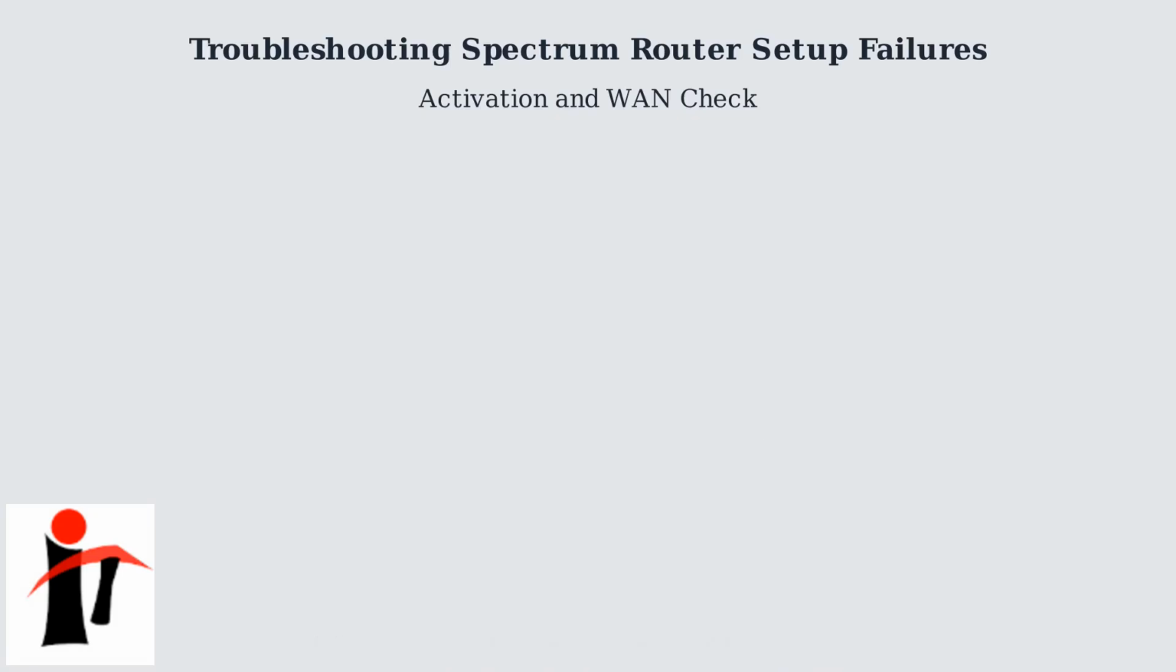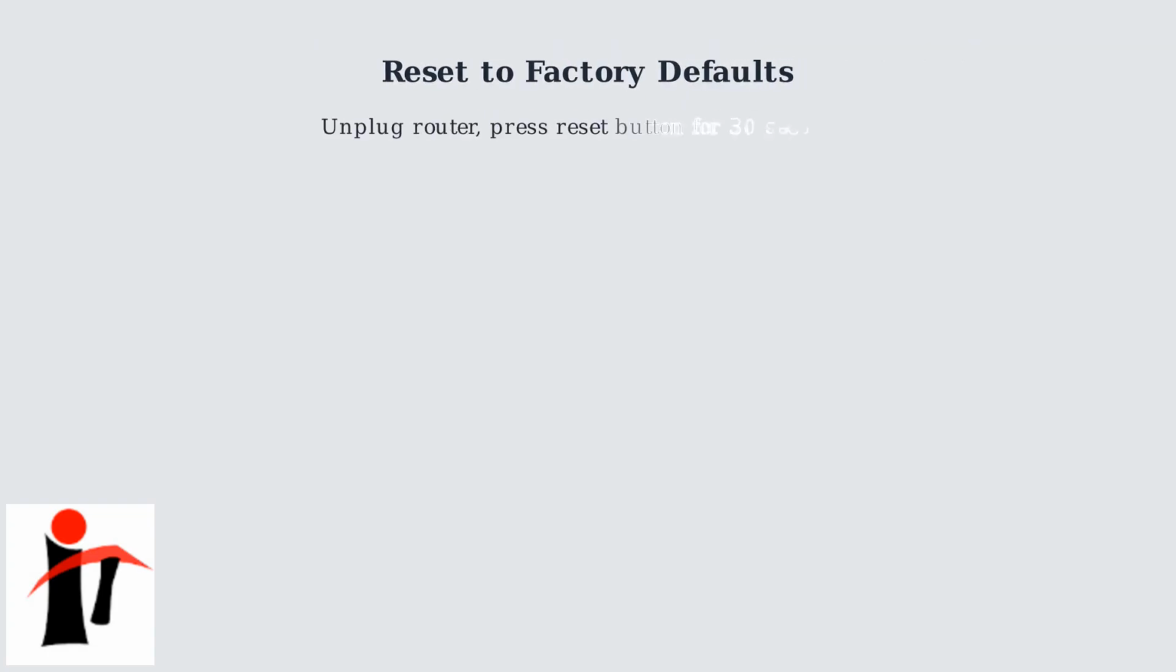If issues persist, Spectrum's app now has a smart setup feature with AI-driven diagnostics to automate troubleshooting. If basic troubleshooting doesn't work, try resetting your router to factory defaults. If you're using a third-party router, ensure it supports Spectrum's protocols to avoid activation denials.